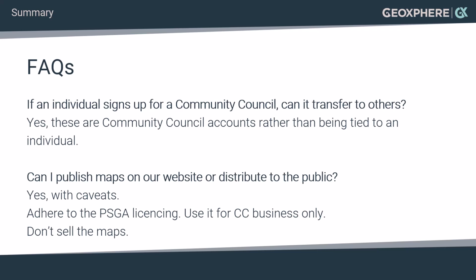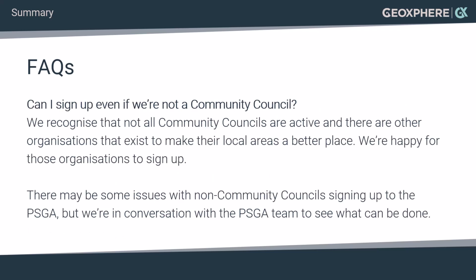So it's not assigned to one individual. Can you publish maps on your own website or distribute them to the public? Yes, you can. The only caveats are that you have to adhere to the PSGA licensing, which is essentially to only use the mapping for community council business. So as long as you are doing something within the realm of what a community council should be doing, then it's fine. And obviously, don't sell the maps. So if you produce a map and print off 100 copies to give out to residents, you cannot charge for those maps.